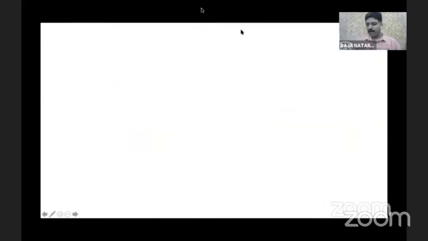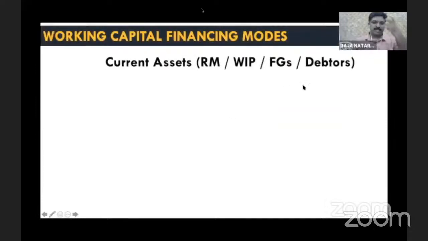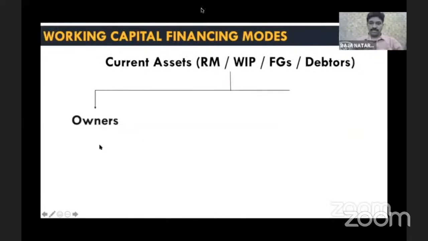So look what happened here. Various current assets are being created. And who should fund those current assets? Owners have the primary responsibility. Then suppliers can come in to fund the creation of raw materials. Then sundry creditors can come in. See, who can be sundry creditors? It can be, say, outstanding salary, outstanding rent, electricity bill not yet paid. So all those can be sundry creditors, right?